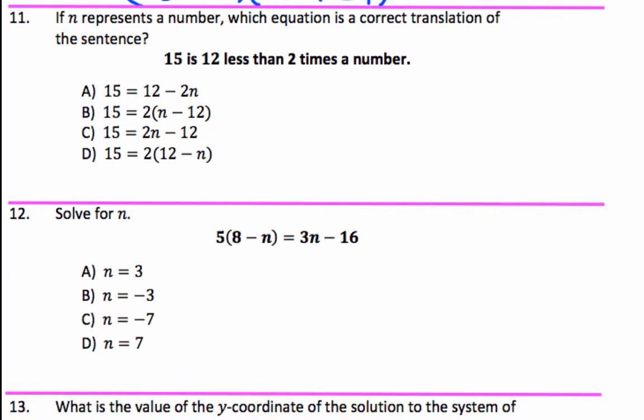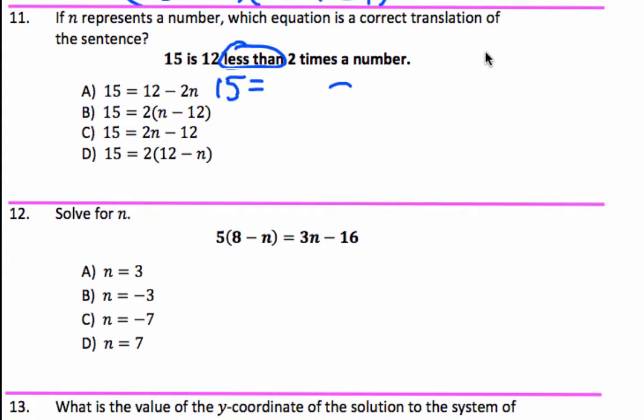In problem number 11, you're asked to translate the English statement "15 is 12 less than 2 times a number" into mathematical notation. Well, the beginning is simple enough. Since we say 15 is something, we'll say 15 equals. Now, what's the major operation going on here? Well, it says 12 less than something, 12 less than 2 times a number. So the major operation here is going to be subtraction, something minus something.